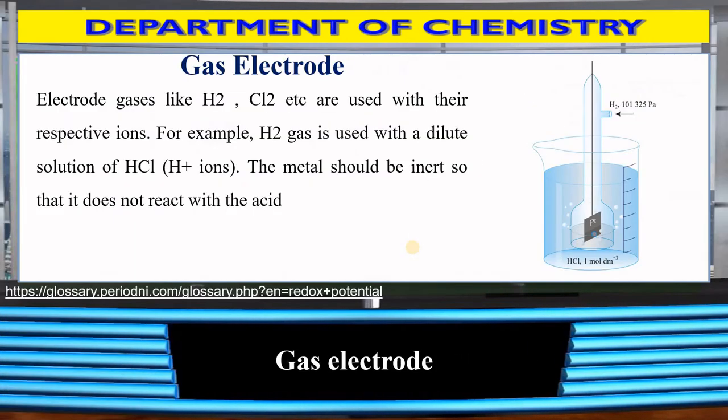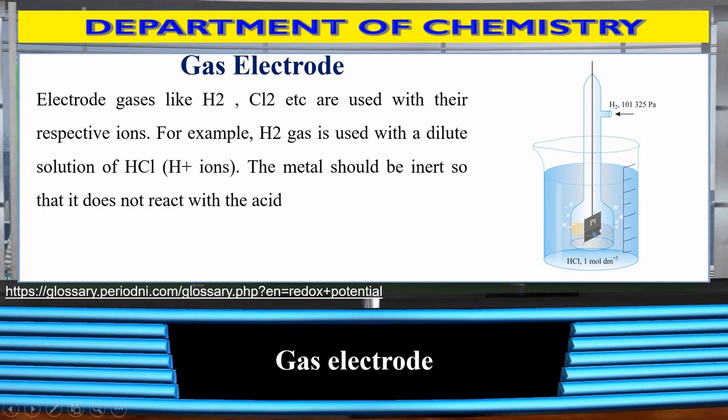Now let's move towards the gas electrode. Gases like hydrogen, chlorine, etc. are used with their respective ions. For example, hydrogen gas is used with a dilute solution of HCl. The metal should be inert so that it does not react with the acid. In a gas electrode, the gas is in equilibrium with the solution of its ion in the presence of an inert metal. The inert metal facilitates rapid equilibrium between gas and its ion, and it serves to make electrical contact, and that inert metal is usually platinized platinum. For example, hydrogen gas electrode, chlorine gas electrode, oxygen gas electrode.